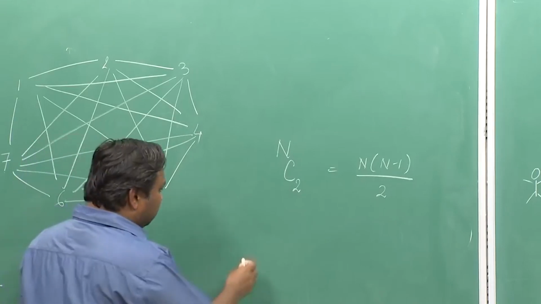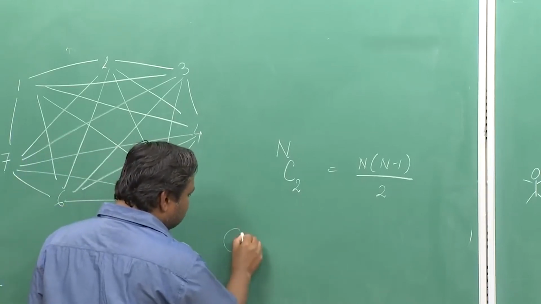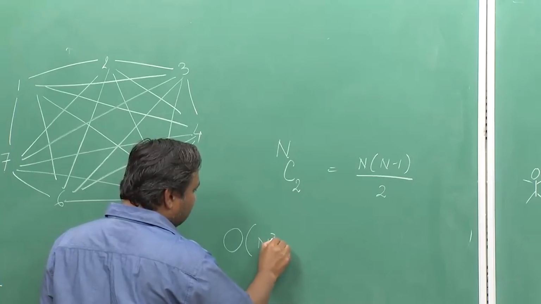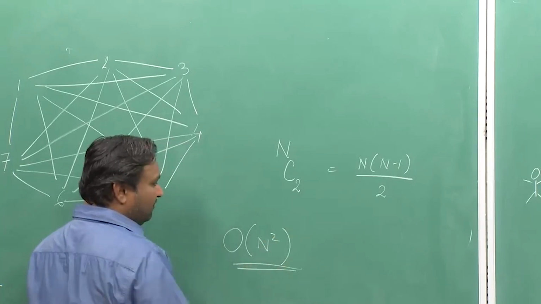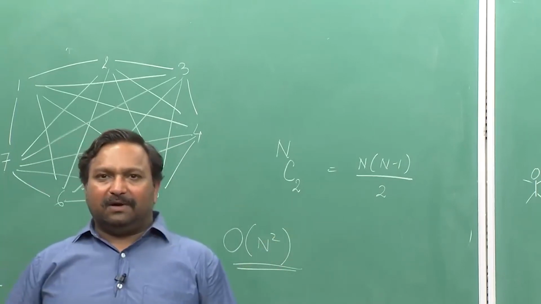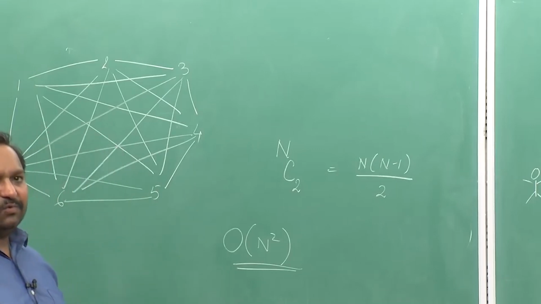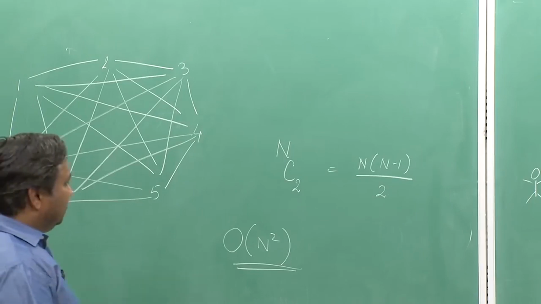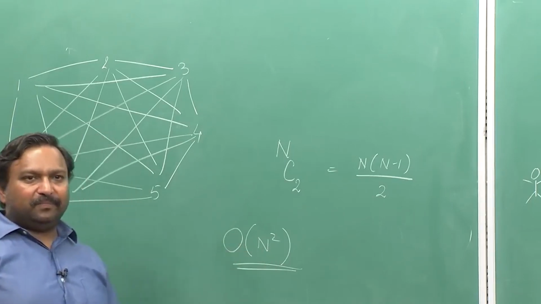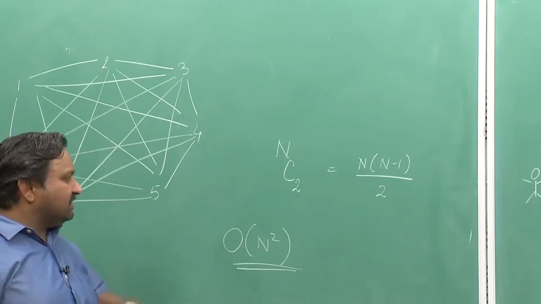So, the number of links which will be required will have a complexity of O(n squared). As n grows, the number of links required to set up a communication system grows with n squared. But this is not good enough.